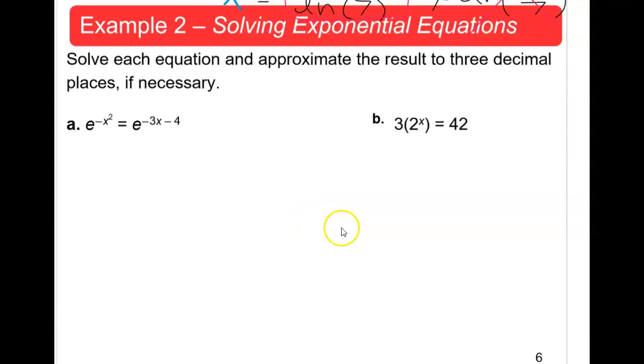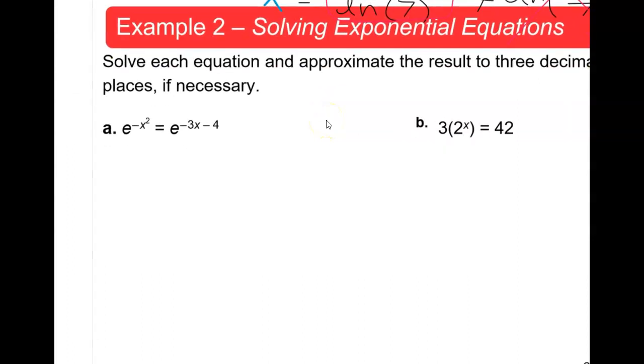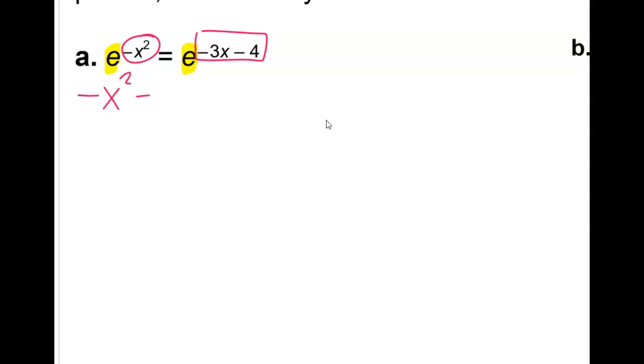Let's start with example A. You see right away that the base for both equations, I'm actually going to zoom in a little bit, the base for both is e, left and right side. So then what do we say? We consider the exponents to be equal. It's a double conditional statement. And so we say negative x squared is equal to negative 3x minus 4.